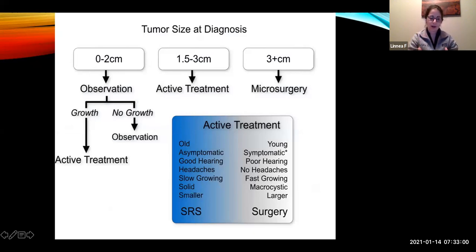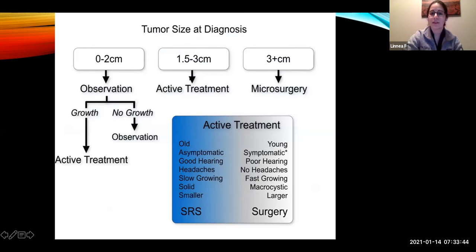You watch them over time, so you get an MRI. You have the MRI diagnosis. You get another one in about 6 months, and depending on what it's doing, you get repeat MRIs pretty much annually just to see what's happening. If it is growing, they'll have to be moved into more of an active treatment category, which they described as stereotactic radiosurgery versus surgery. Stereotactic radiosurgery, again, is more for patients who are asymptomatic, have good hearing, are slow growing, older, or who don't want surgery. Again, this seems to be very surgeon-based versus institution-based, how quickly people go to surgery versus stereotactic radiosurgery.